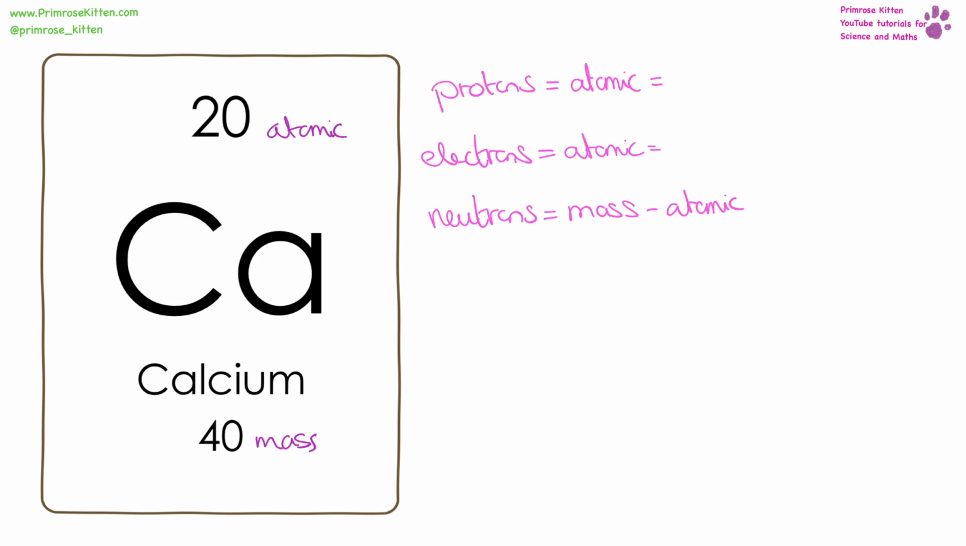So here we have calcium. The smaller number is the atomic number, the large number is the mass number. And if you want to find the number of protons, it is simply the atomic number, so in this case 20. The number of electrons is also the atomic number, so again 20. The neutrons is the mass number, which is 40, minus the atomic number, which is 20, equaling 20.